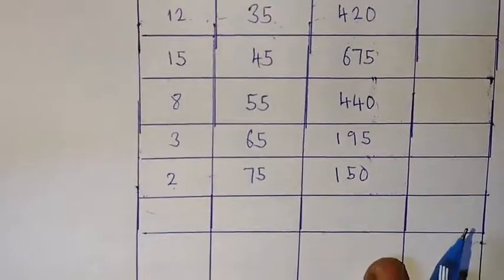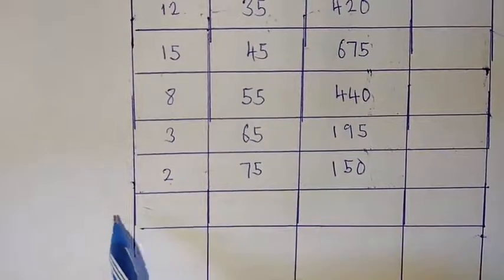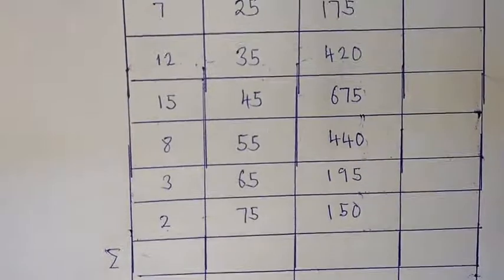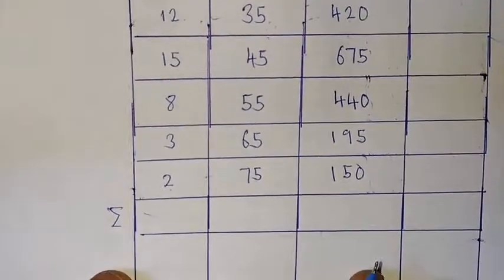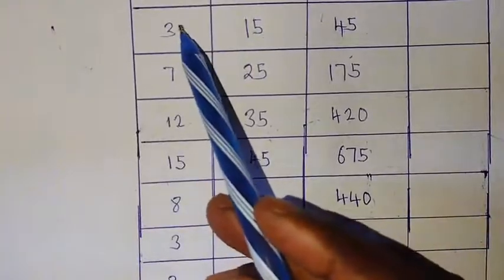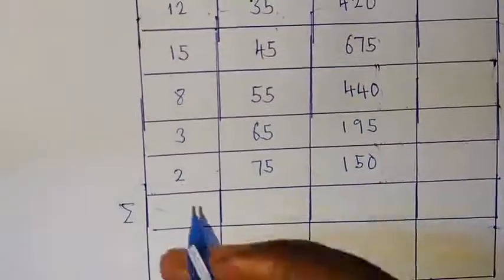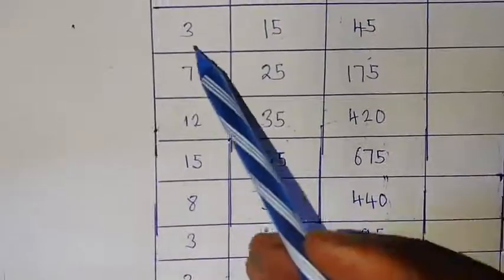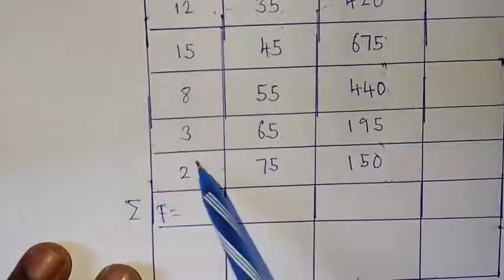Now right here we can write the summation. We know that when we add, we find the summation of f. So on the summation of f, we need to add starting from 3 up to this value 2.